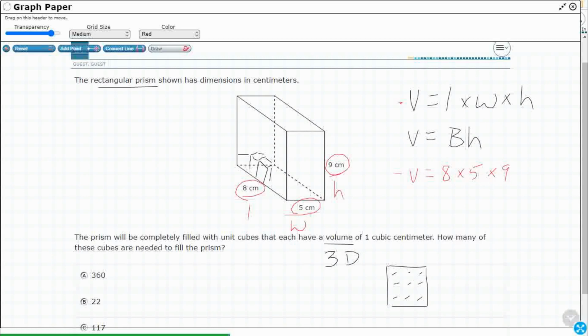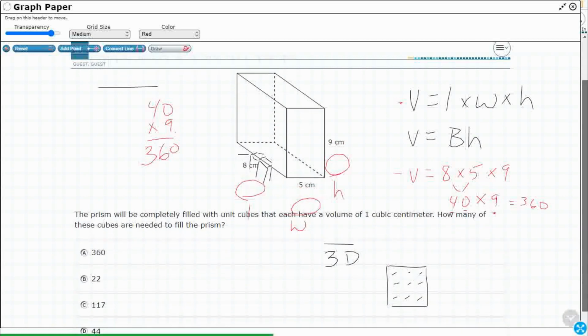Okay? So let's do 8 times 5. That's going to be 40. 40 times 9. If I know my patterns of multiplying by multiples of 10, 100, or 1,000, I know that I can just multiply the two numbers that are not 0. 4 times 9, it's 36, and then I can add my 0 after that. If you want to, you can set it up like this, 40 times 9, but you're going to get the same answer, because that's what happens when you multiply by multiples of 10, 100, 1,000. Okay, so I'm looking at 360, and I see that's an option there, A.